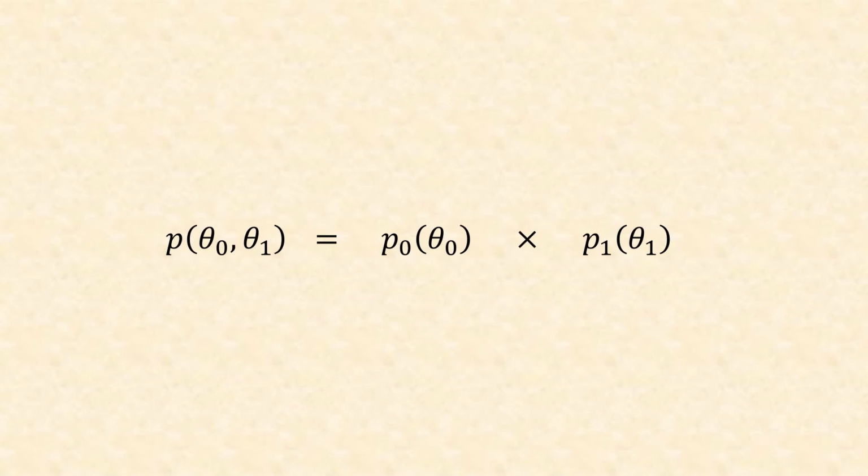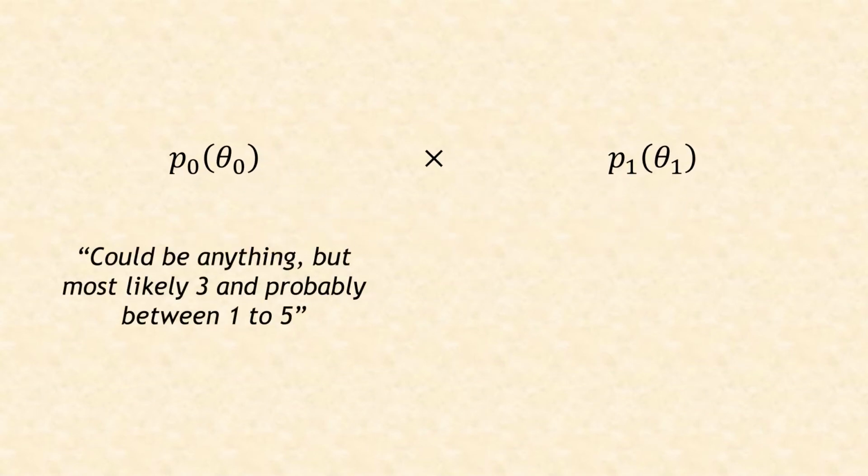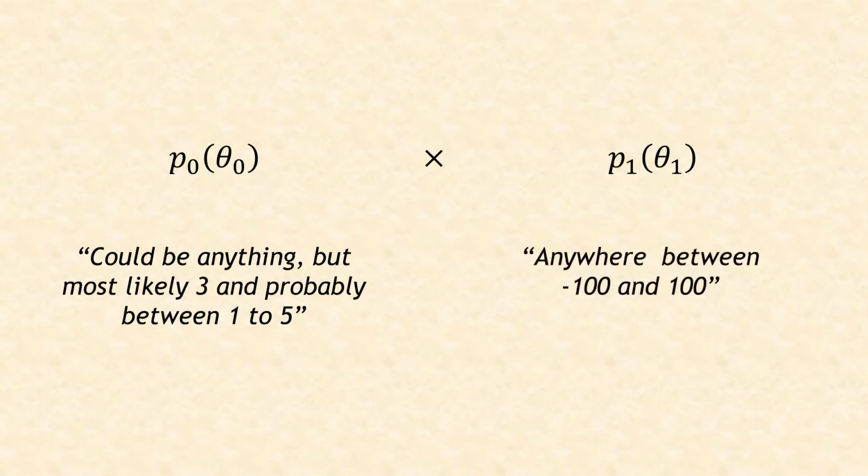Instead, because it is based on independent assumptions, we can separate the prior further into sub-equations, each equation representing individual probability distributions about each parameter. Under each candidate subfunction, we then write our assumptions about each parameter. For θ0, we said it was roughly 3, but probably between 1 and 5. For θ1, it was anywhere between -100 and 100.